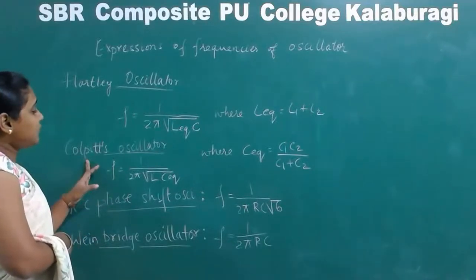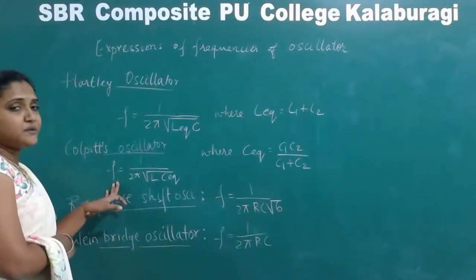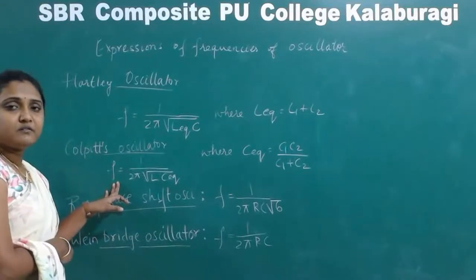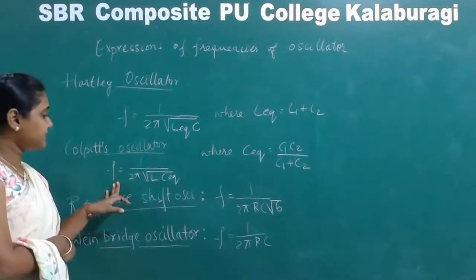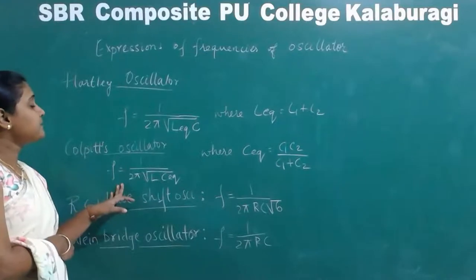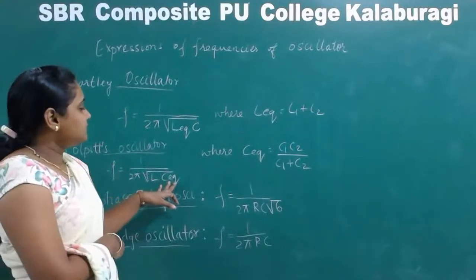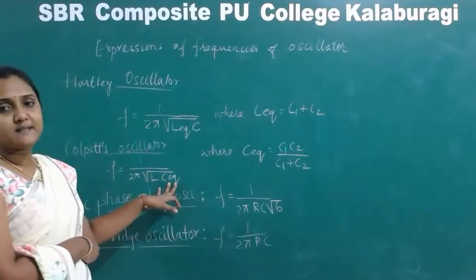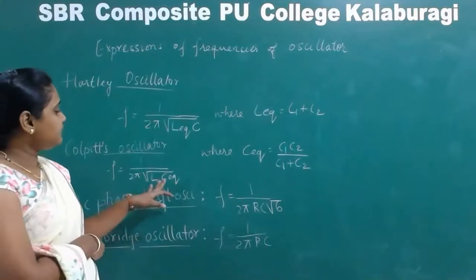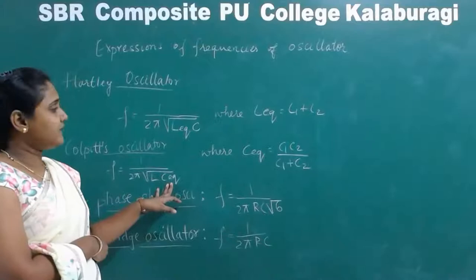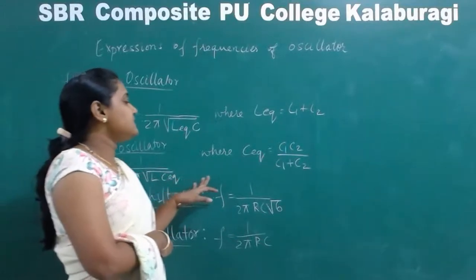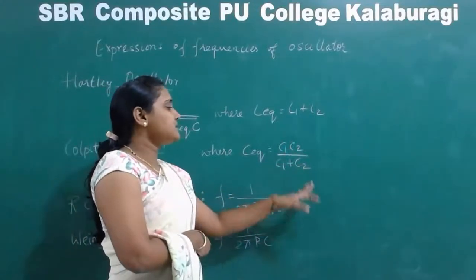In the Colpitts oscillator, again the frequency is the frequency of oscillation of the voltage generated by the Colpitts oscillator, where it depends on the value of the inductor and the value of the equivalent capacitance, where C equivalent is given by C1 C2 divided by C1 plus C2. Right?